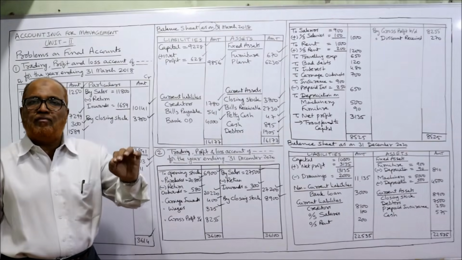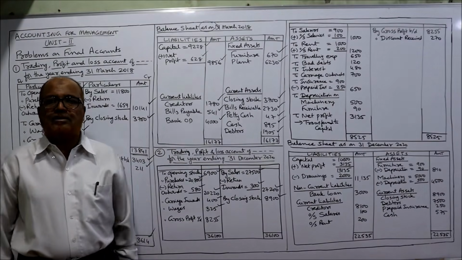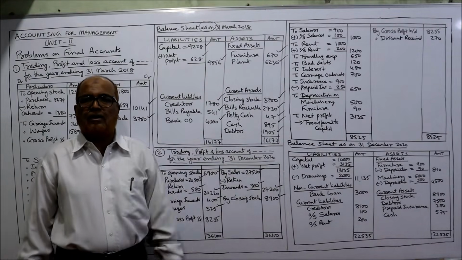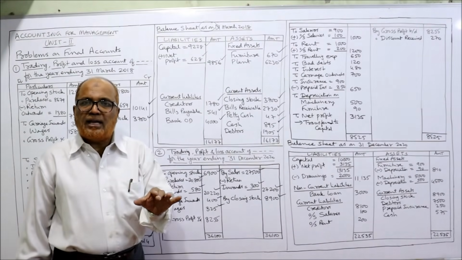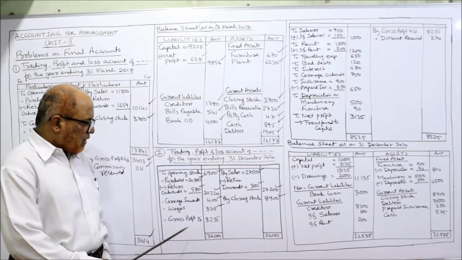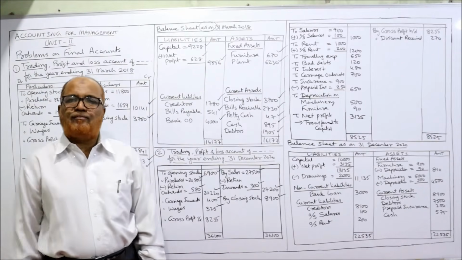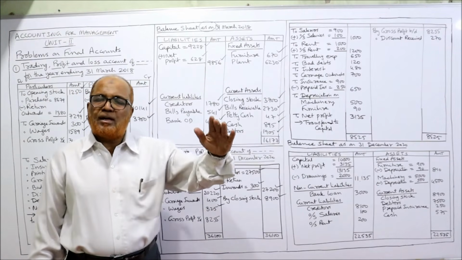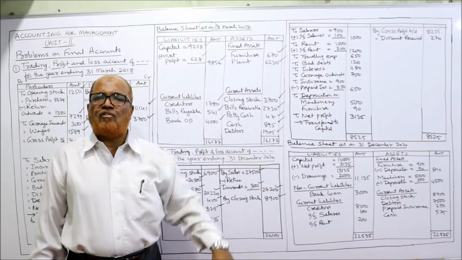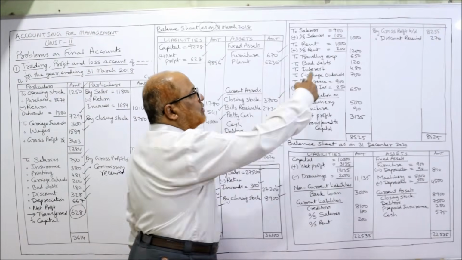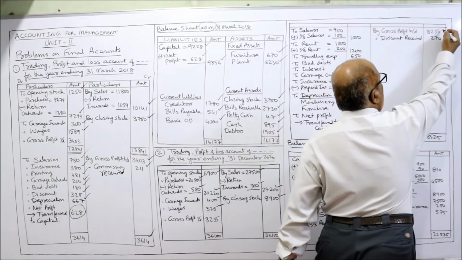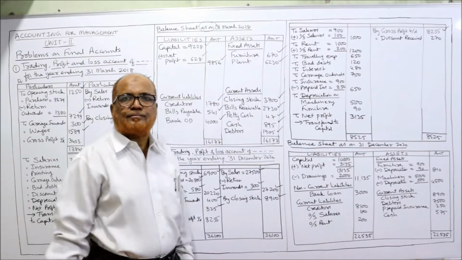This is the gross profit, and this will be taken to the profit and loss account. That's all, so we have completed the trading account. The gross profit carried down is 8,255. Now this will be taken on the credit side of the profit and loss account as gross profit brought down 8,255.